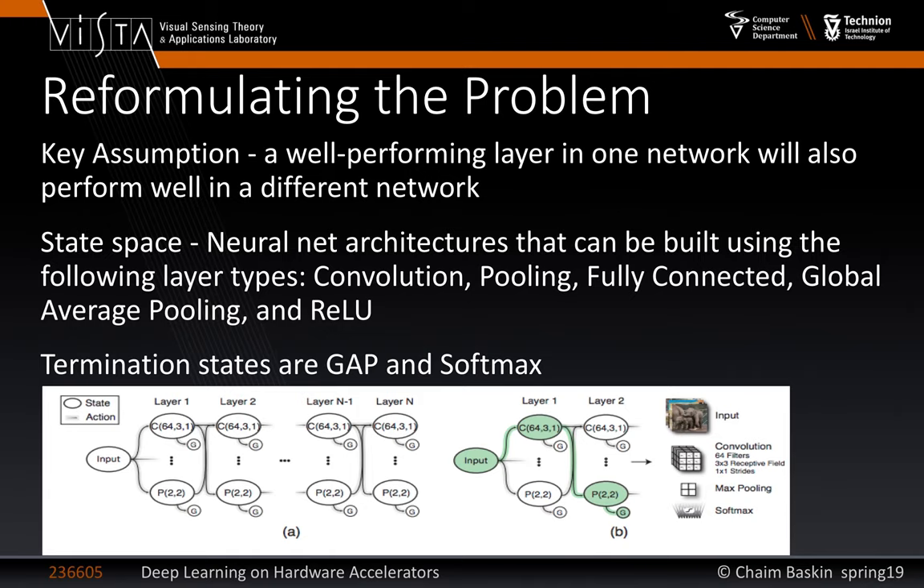So we started from reformulation of the problem. The assumption is that a well performing layer in one network will also perform well in a different network. Our state space is neural network architecture that can be built using the following layer types: convolution, pooling, fully connected, global average pooling, and ReLU. And our termination states are GAP and softmax, for achieving the results.